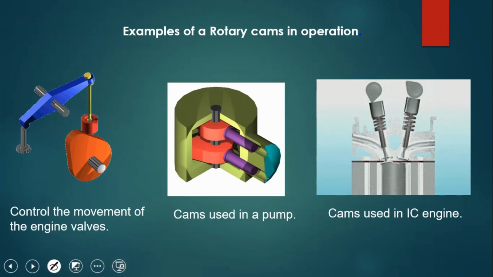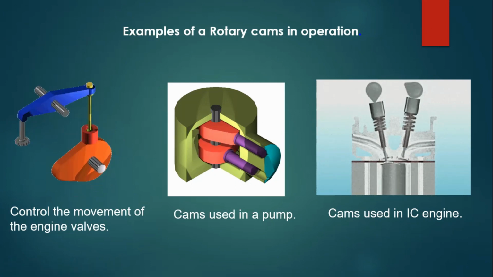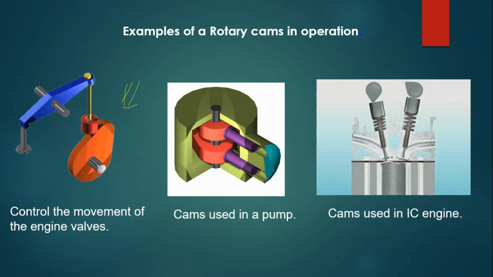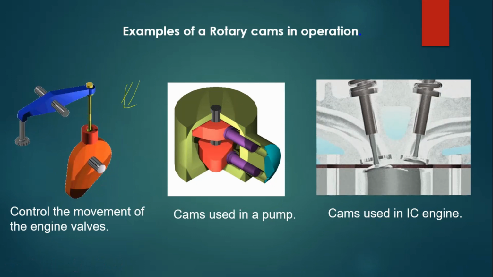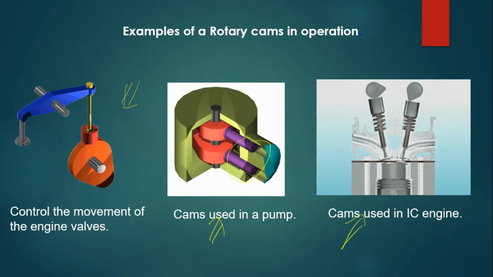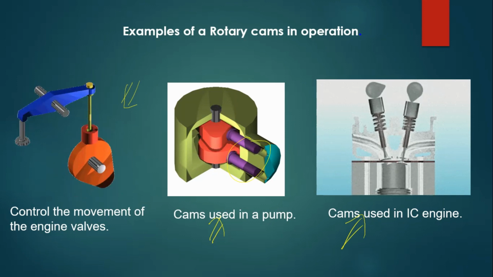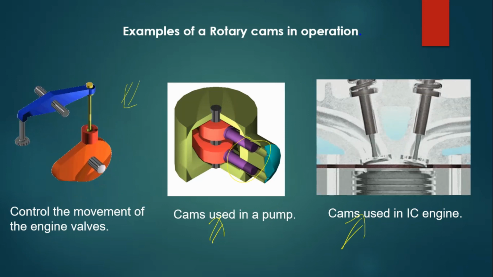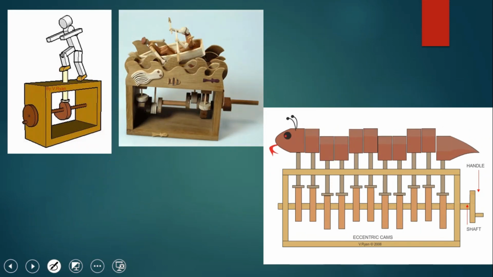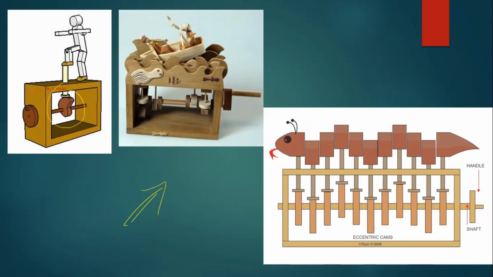So see some examples of rotary cams in operation. See here the cams are used to control the movement of the engine valves. Here we know that cams are used in pumps, and we know already that for IC engines we are using cams in order to open and close the inlet and outlet valves. Already we know about that, and these are some of the applications of cams in toys. See how the cams are used here.